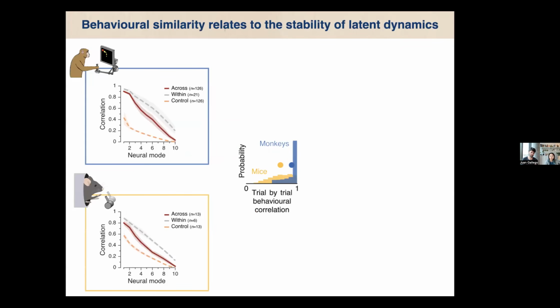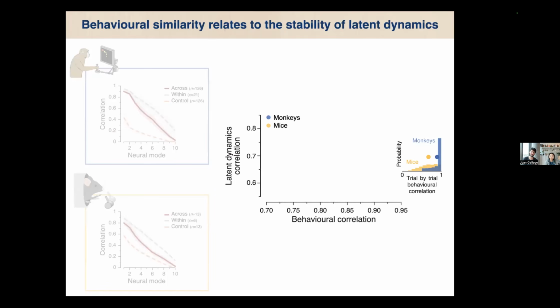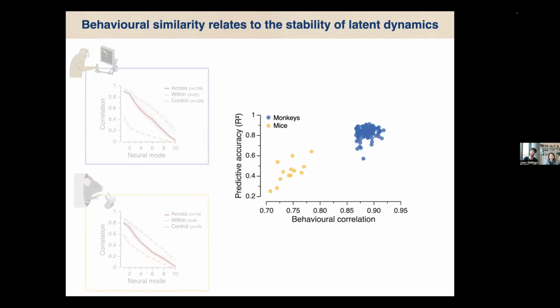And we can look at this more directly by basically plotting the correlation in latent dynamics versus the correlation in behavior for each session. And if you look at this plot, you do see a nice association between the two. Like in the monkeys, there's not a lot of variability, but in the mouse, you can see that the more similar the behavior, the more similar the latent dynamics. Okay, and the same is true for the decoding. The more similar the behavior, the more similar you can decode across animals. Okay.